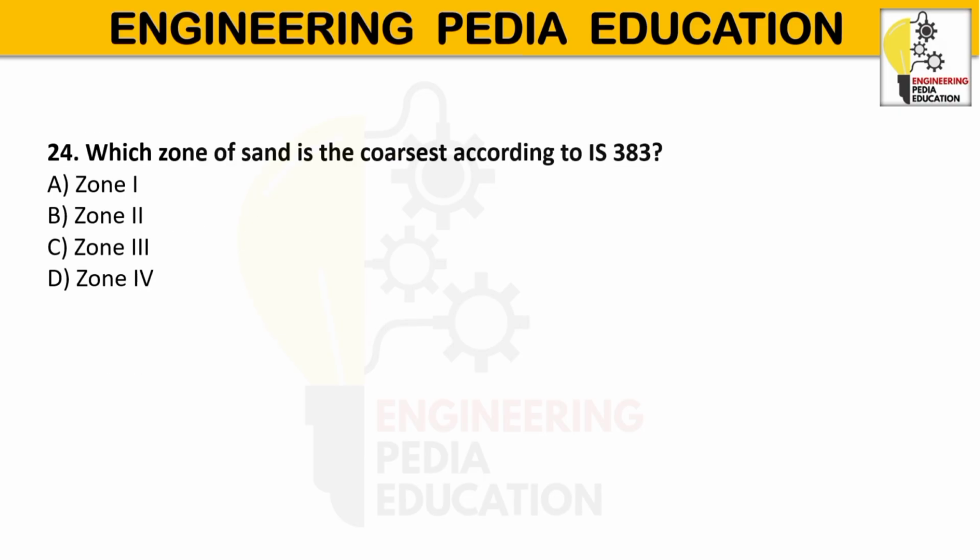Which zone of sand is considered coarsest according to IS 383? So the correct answer is zone 1. This is a repeated question. Zone 1 is the coarsest and zone 4 is the finest. Zone 1, the coarsest, is used for RCC work as it provides good strength and bonding, and zone 4 could not be used for RCC work because it is finer and the water demand is more.